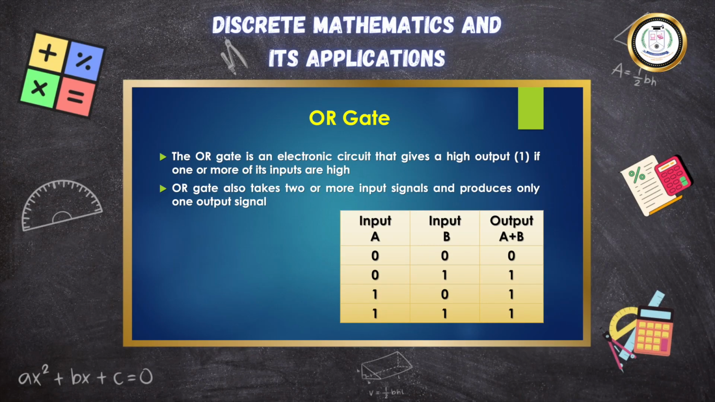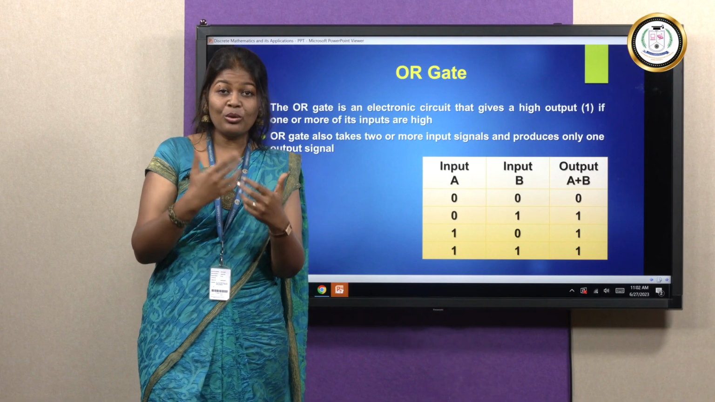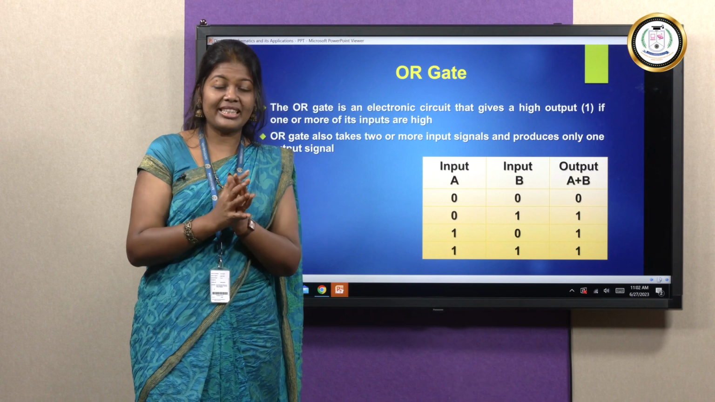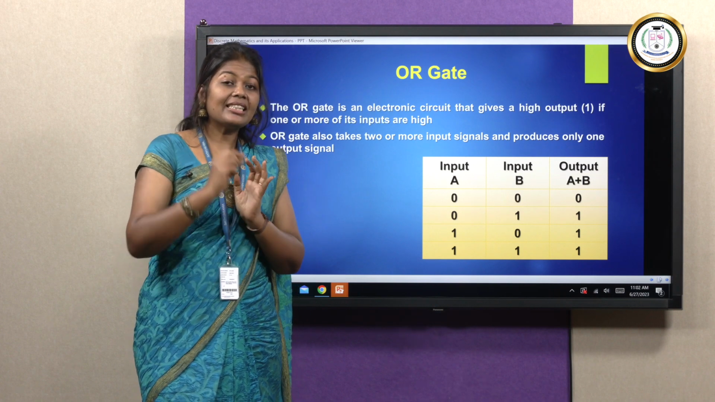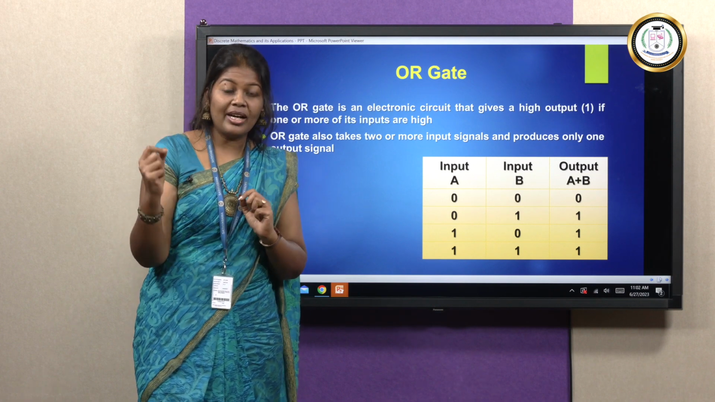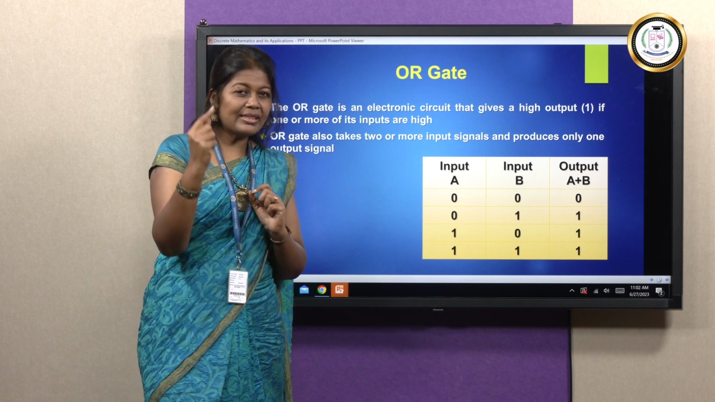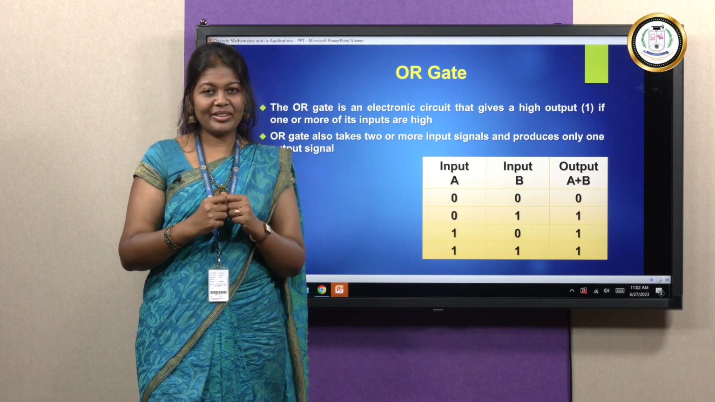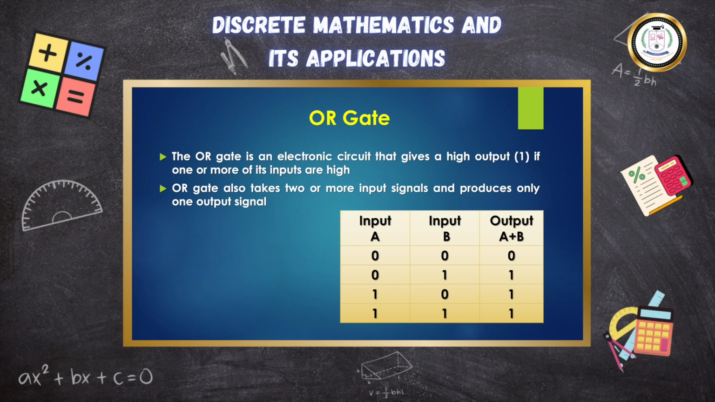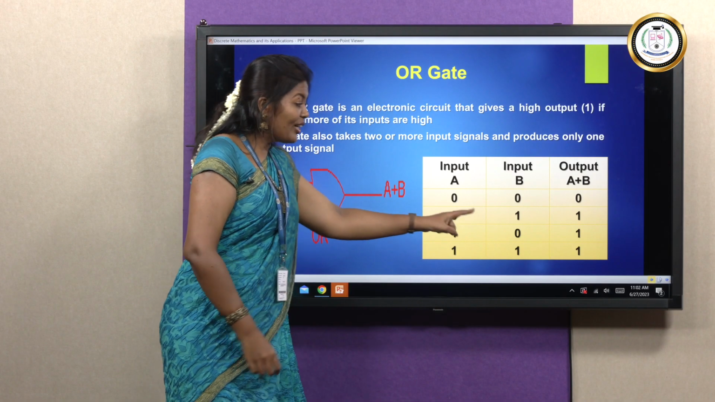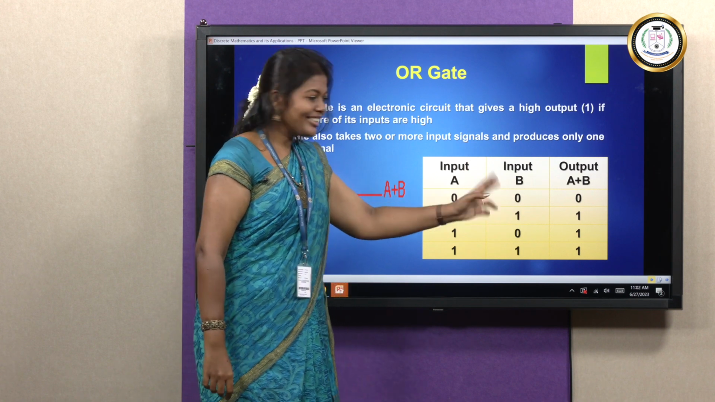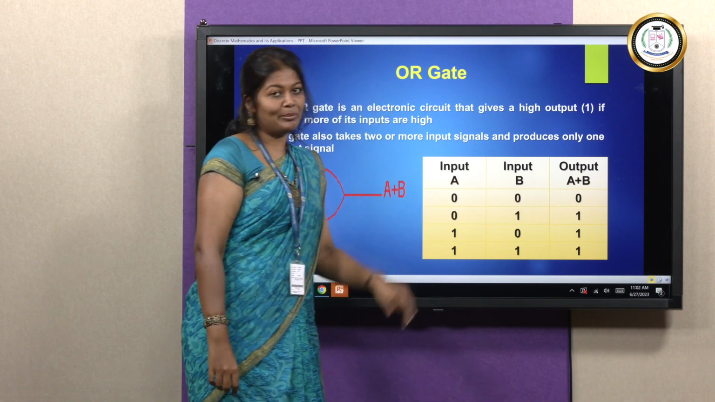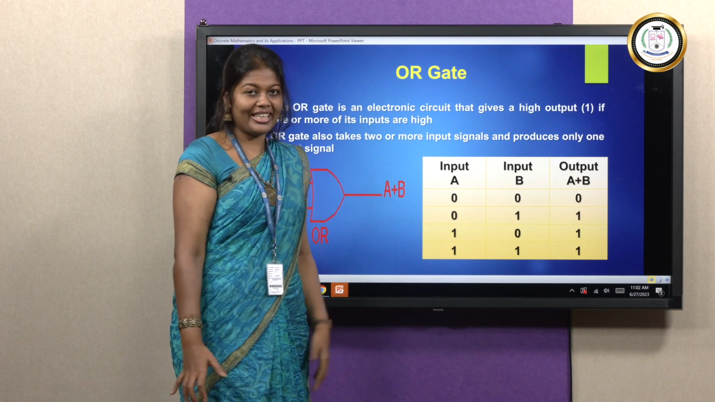Next up, we have the OR gate. The OR gate is very similar to the AND gate. It also acts on two or more input signals to produce one output signal, but it returns a high output of 1 even if just one of its inputs is high. Let's have a look at the truth table. It returns 1 even if one of its input signals is 1, and it returns 0 only when both the inputs are 0. That's how the OR gate works.